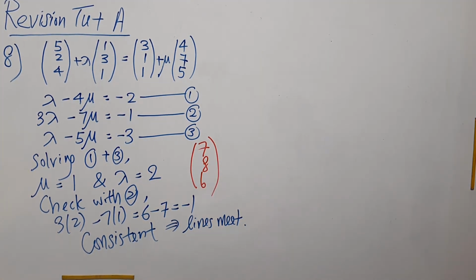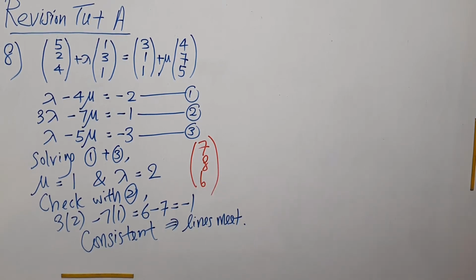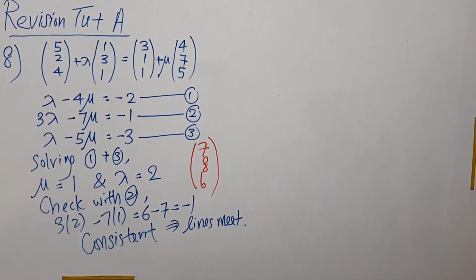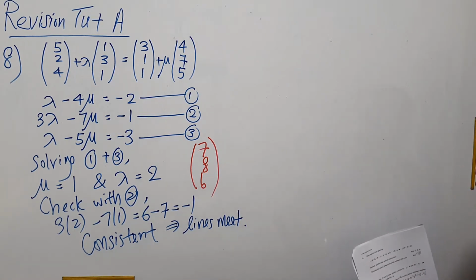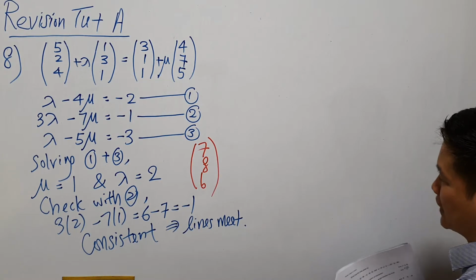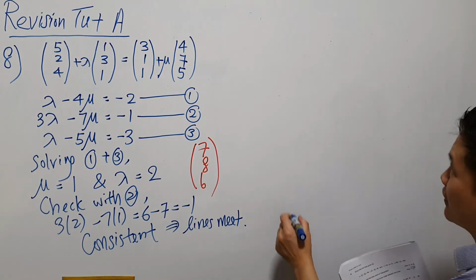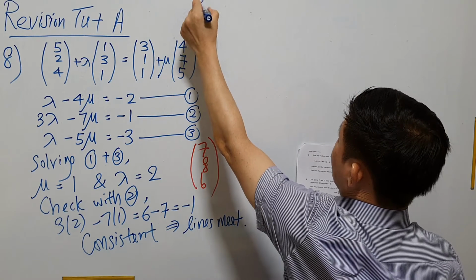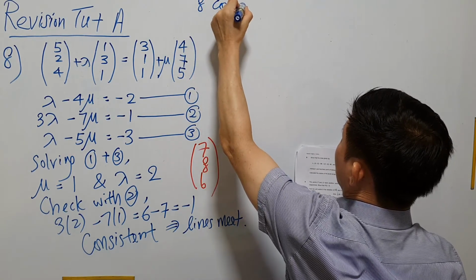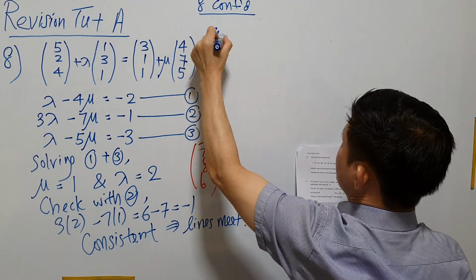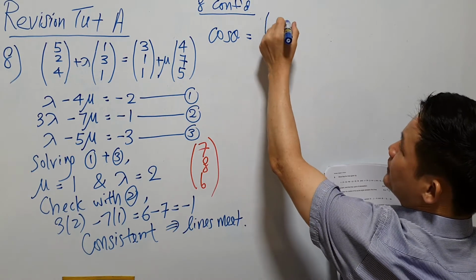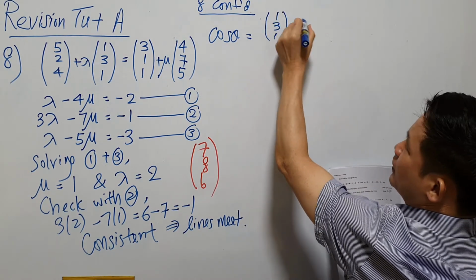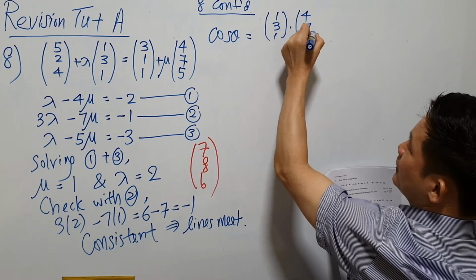Otherwise they don't meet. And now in the same question 8, you're asked to find the cosine of the angle between the two lines. How do you find the cosine of the angle between two lines? Cos theta: you just take the two directional vectors (1, 3, 1) dot with (4, 7, 5).